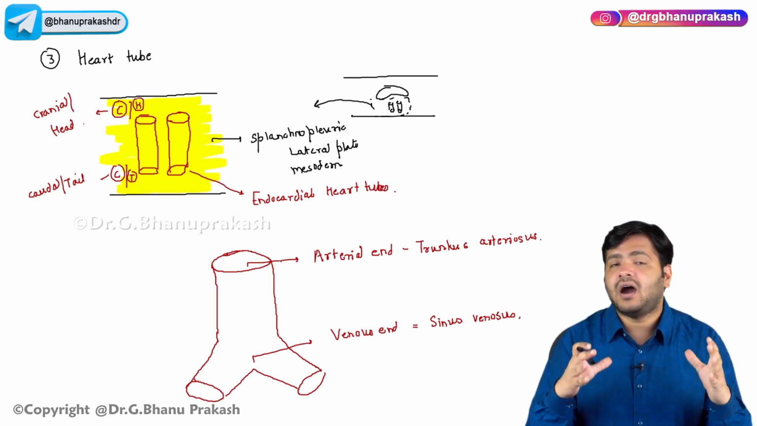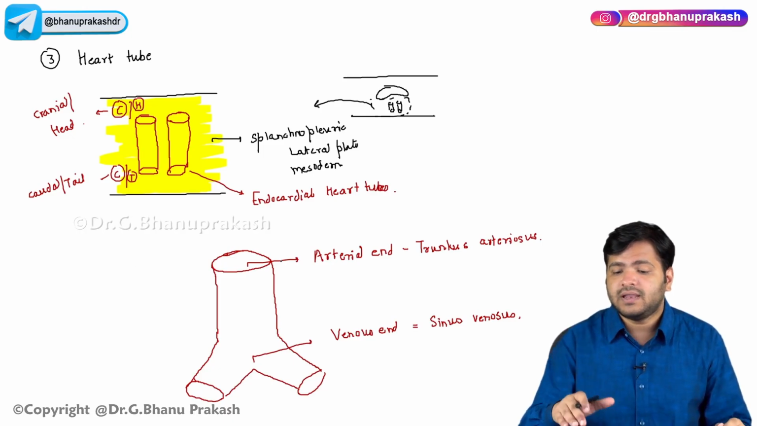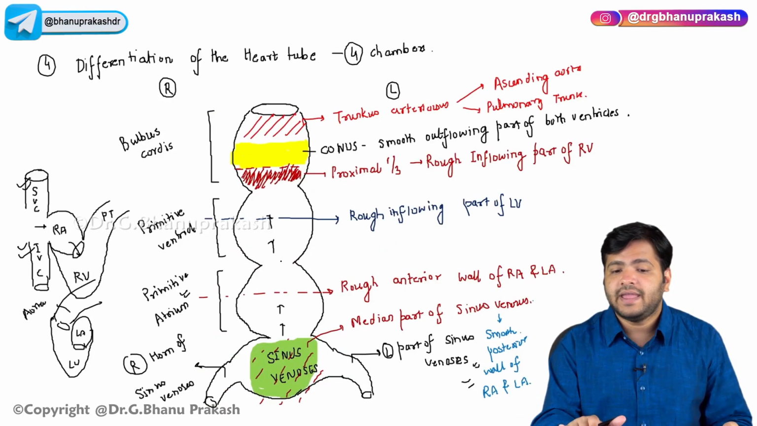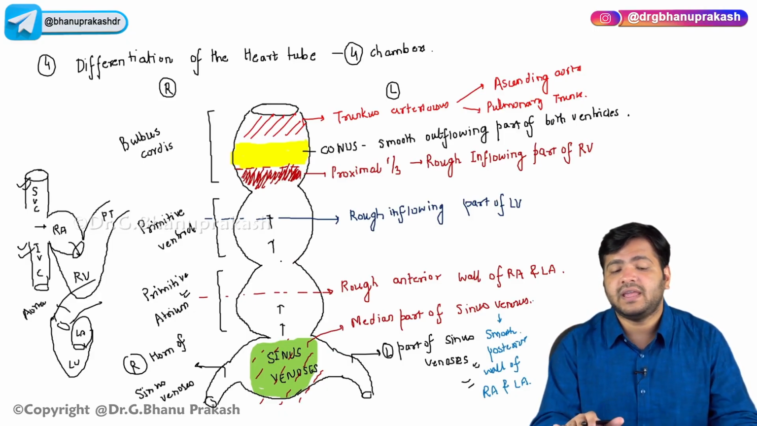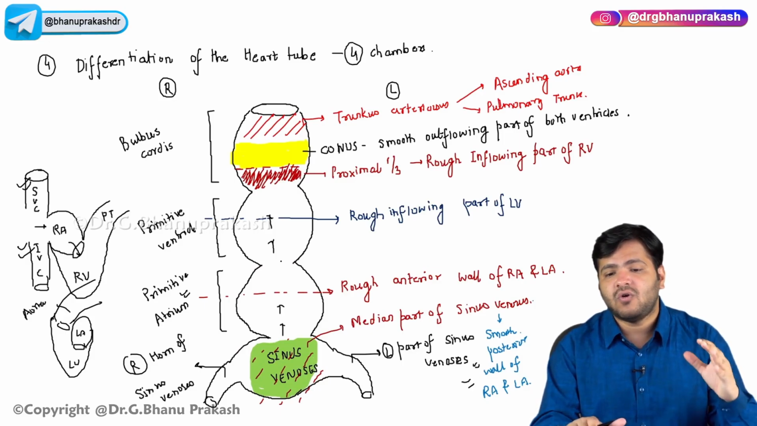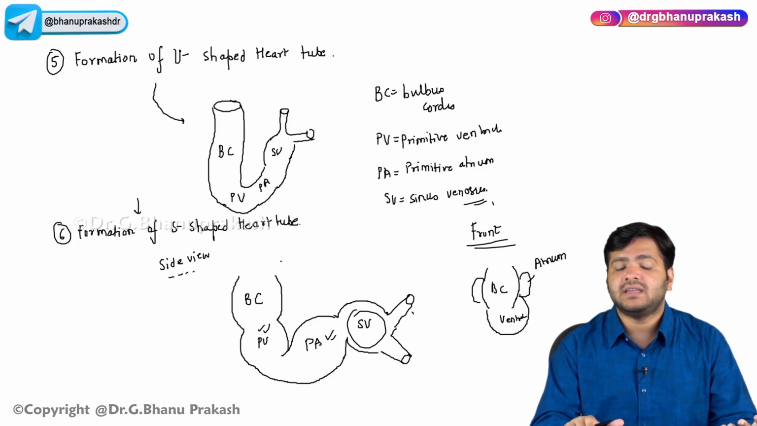Later, I have discussed the heart tube. The cranial end fuses, but the caudal end doesn't fuse. The caudal end is the venous end, called the sinus venosus. The proximal end is called the arterial end, or the truncus arteriosus, along with all the parts arising from the different regions. So that was about how the folding takes place and the formation of the U and S-shaped heart tube.